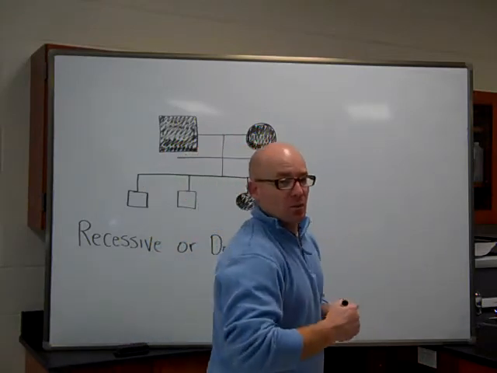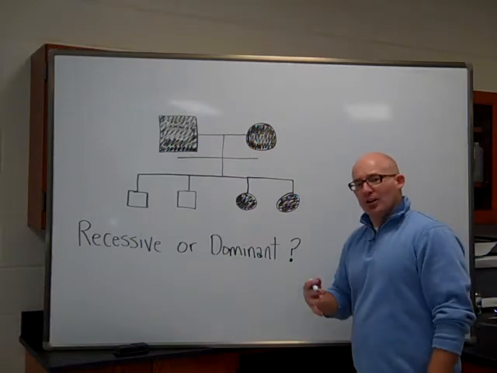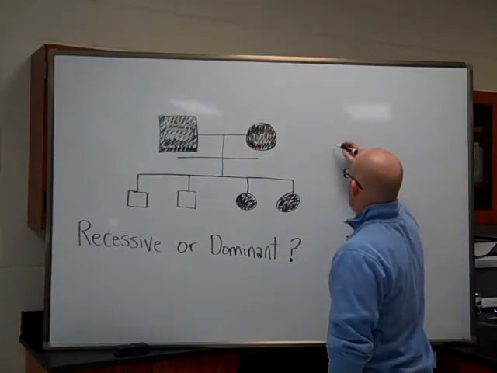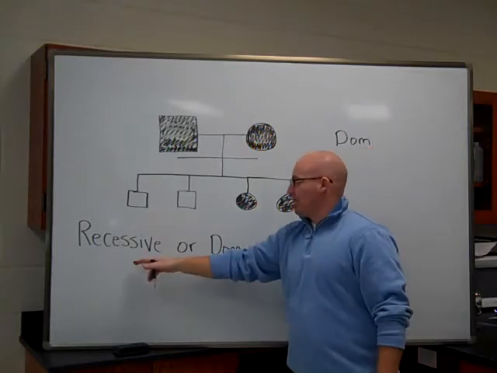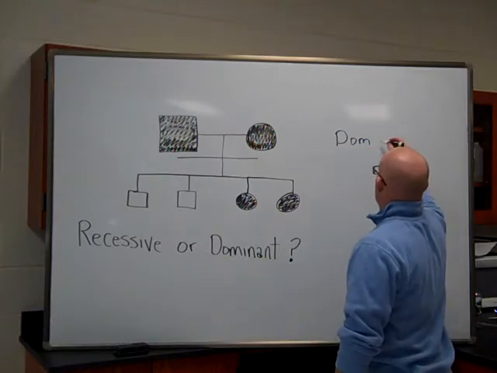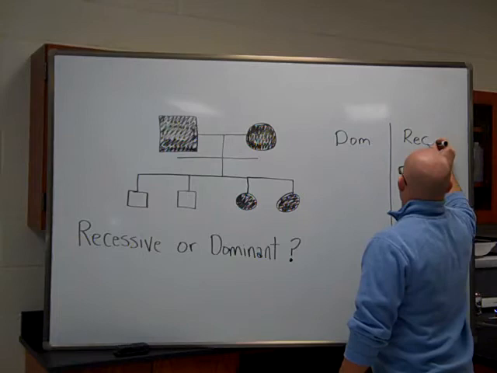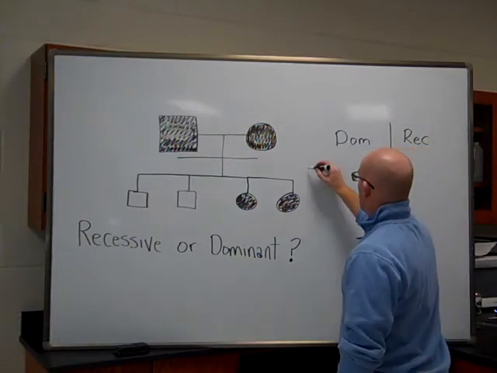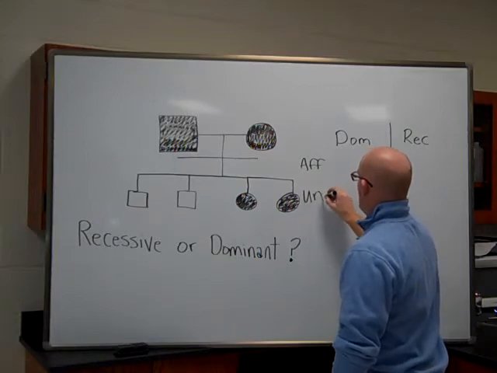All right, so the first thing I'm going to do, make a table. If you're struggling with this, make a table. So say, I have to figure out if it's dominant. First thing I do, is it recessive or is it dominant? Could it be both? Dominant or recessive? Are my people affected or unaffected?